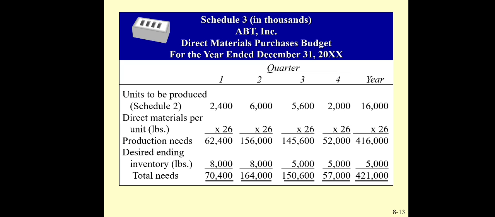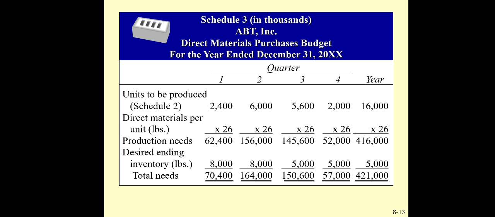So see here, item number 4 that you have to show in the direct material budget is the desired ending inventory. So in quarter 1, the desired ending inventory is 8 million pounds, quarter 2 8 million pounds, quarter 3 5 million pounds, quarter 4 5 million pounds. Sorry, I got confused.